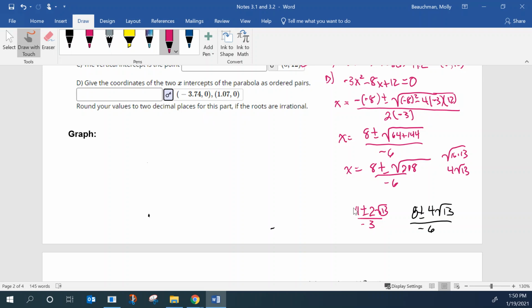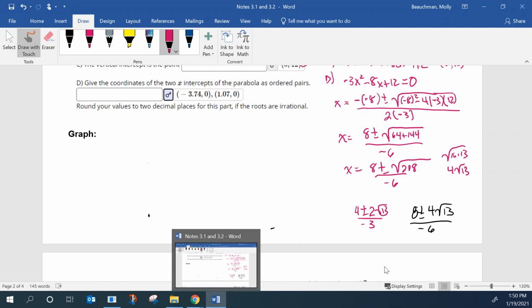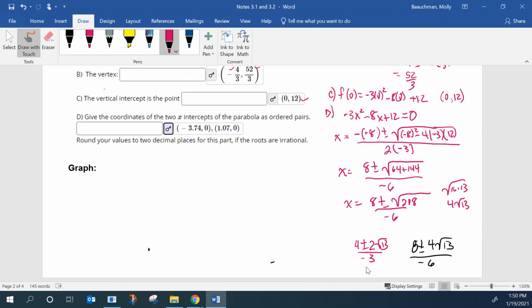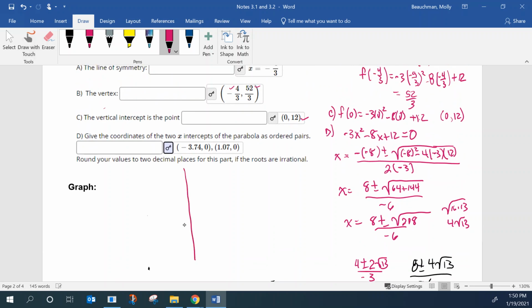So you would put this in the calculator, 4 plus 2 square root of 13 over negative 3, then 4 minus 2 square root of 13 over negative 3, and that's how you end up with these 2 values. So when we graph this, just to make sure that we can do that, you graph each of the pieces that you found. You graph your vertex at negative 4/3 and about 52/3, which would be up here. 0, 12 is your y-intercept. Estimate best you can. You would label 1.07, and what your graph will do is it will do this.